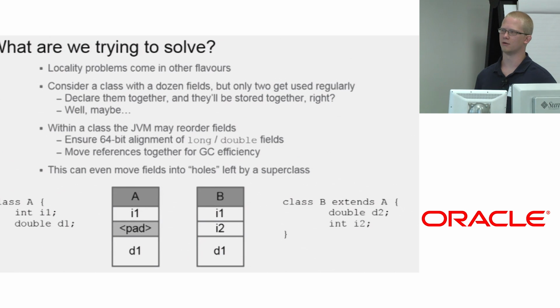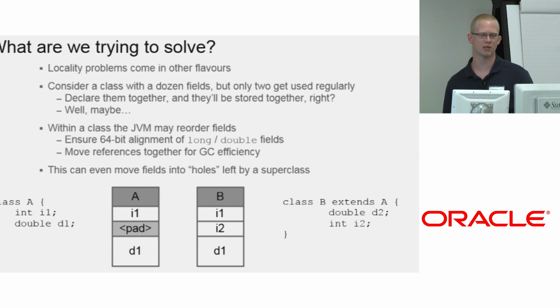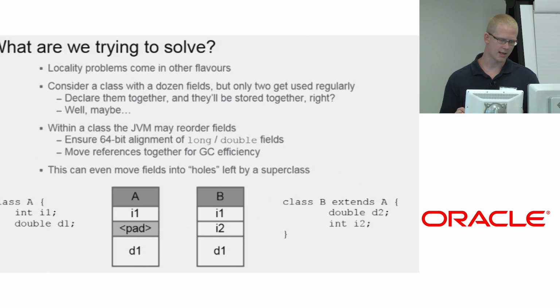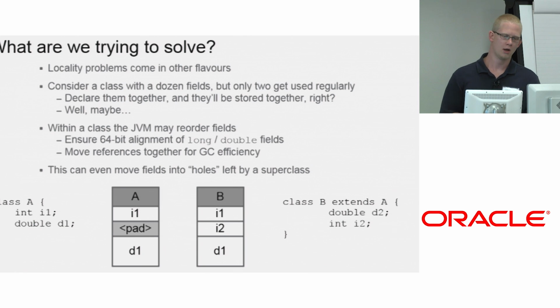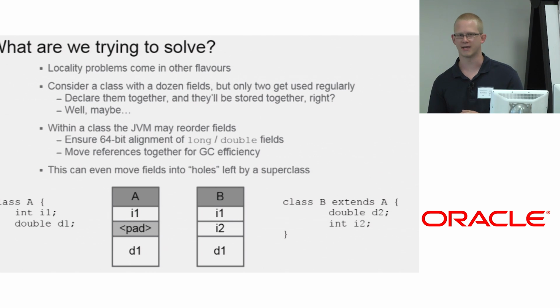So what are we trying to solve? Well, locality problems come in other flavors as well. If you had a class with a bunch of fields and you wanted to say that these two fields get used together, so I'll declare them together in the source, that doesn't actually help you. The JVM's free to reorganize your fields, and it does.